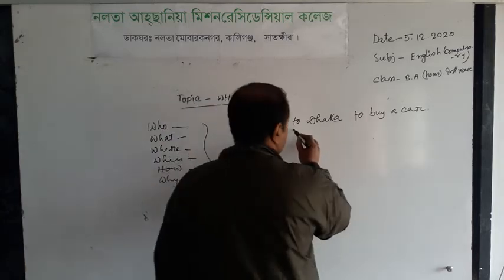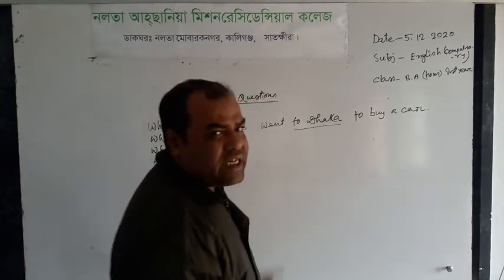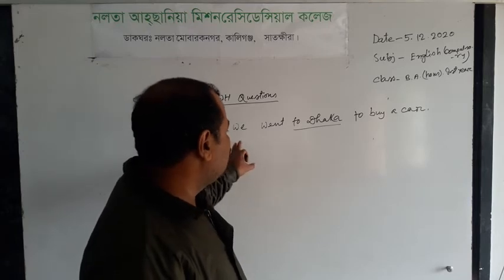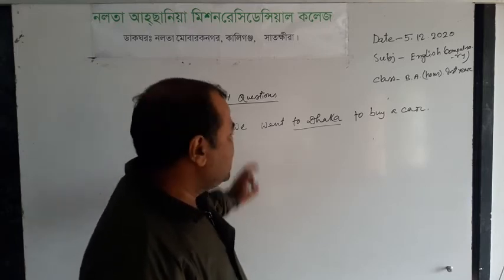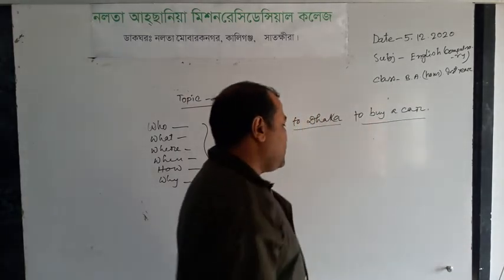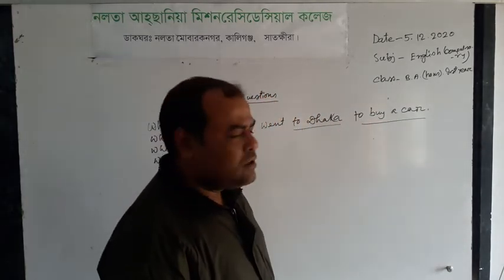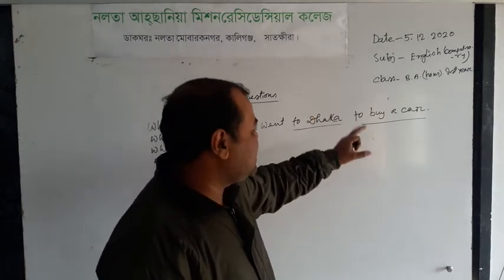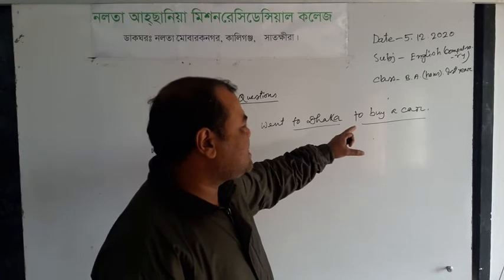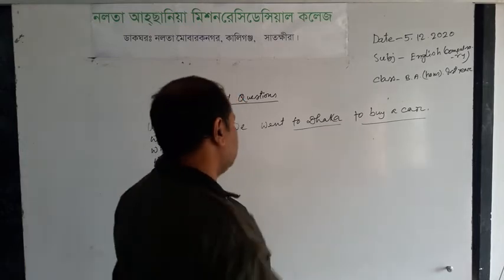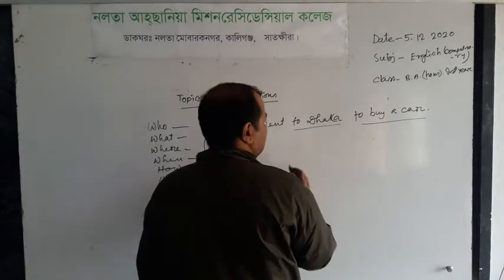If we omit to Dhaka, it's the place. So then we will ask the question by where. If we want to omit to buy a car, it's the reason. Why we went to Dhaka, it's the reason. We have to ask by why. By why we went to Dhaka to buy a car.